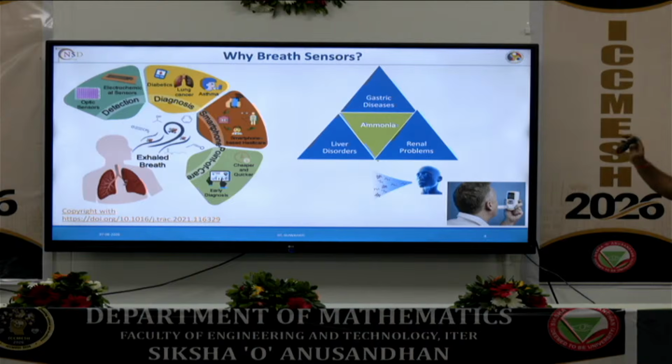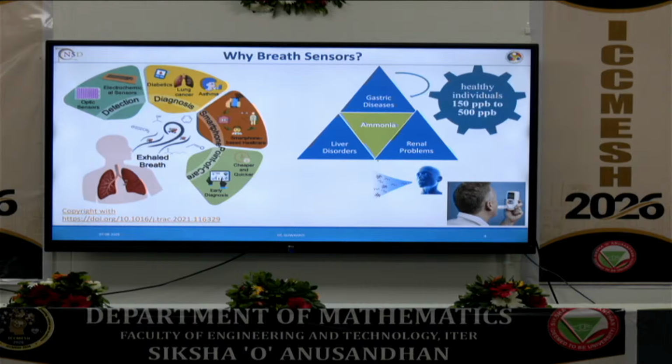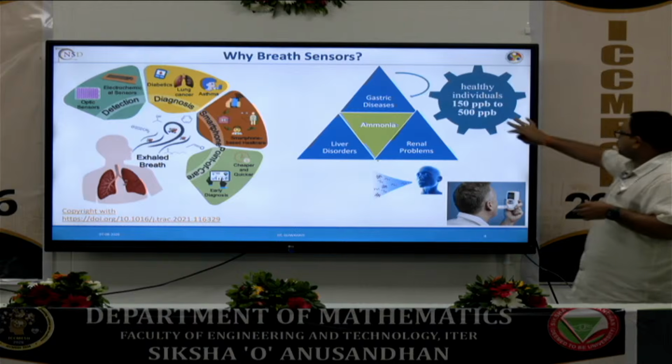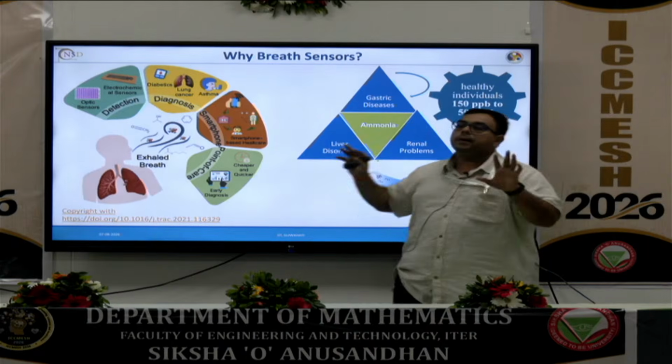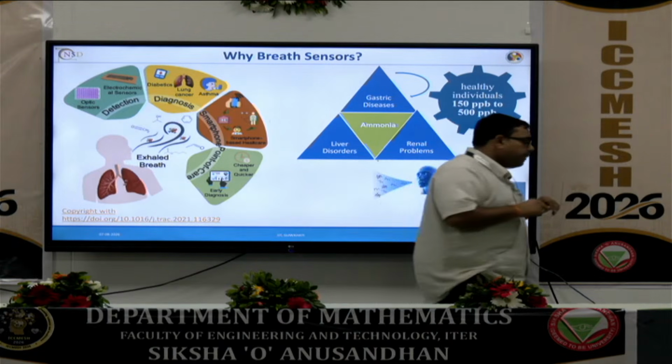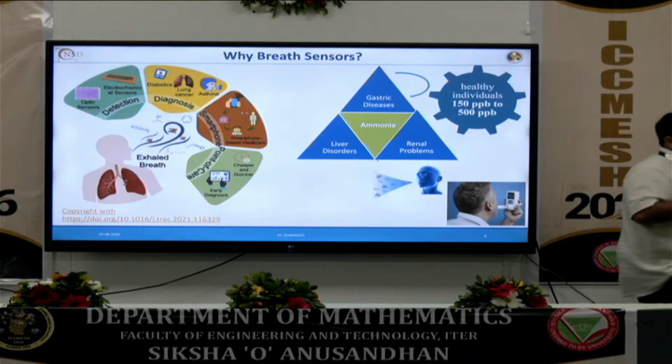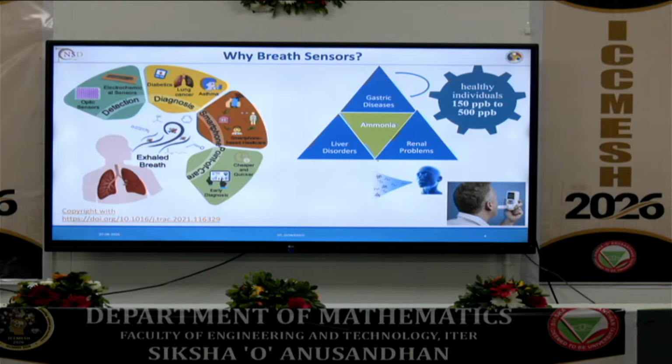Okay, ammonia, NH3. A very small molecule. This is a very good biomarker for multiple diseases. If you consider a healthy person, their breath contains around 150 ppb, parts per billion, if you are not aware, to 500 ppb of ammonia.